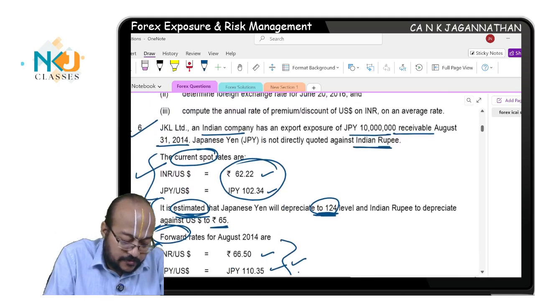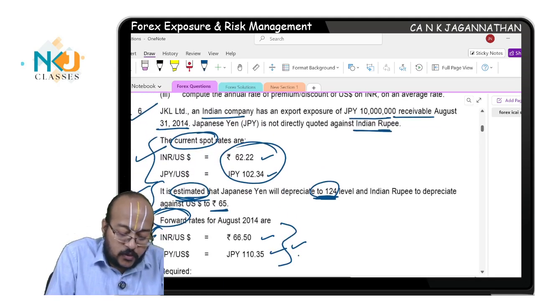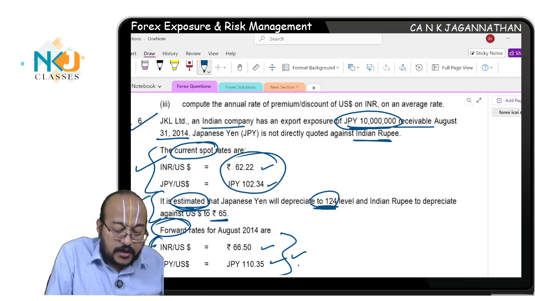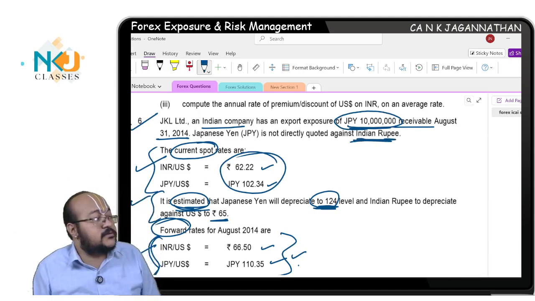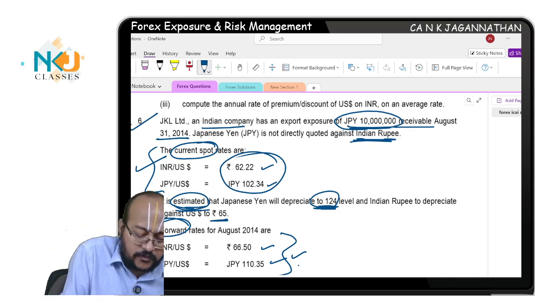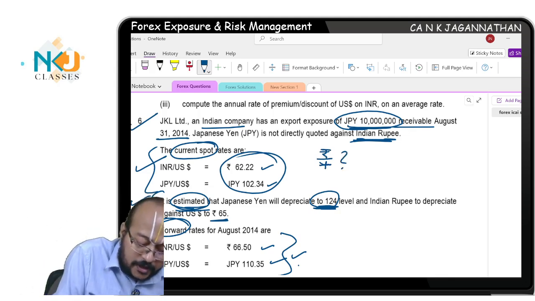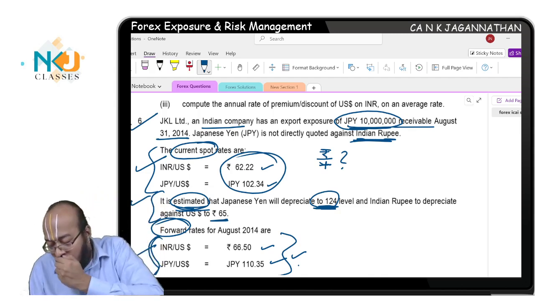But in this question, an important observation: these things are to be computed, but what is the problem now? This is an export oriented company, and it will have Japanese yen 10 million receivable. But it is not directly quoted against Indian rupee. What we require now is rupee per yen. Either rupee per yen is available or not available.